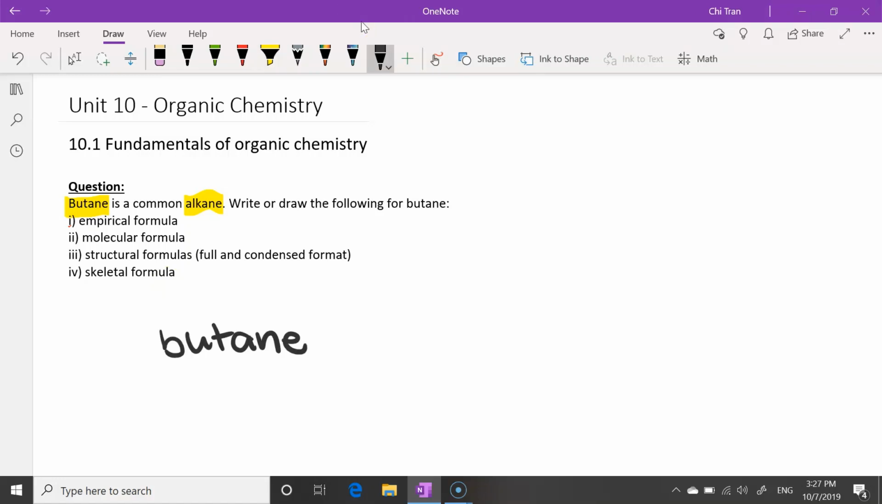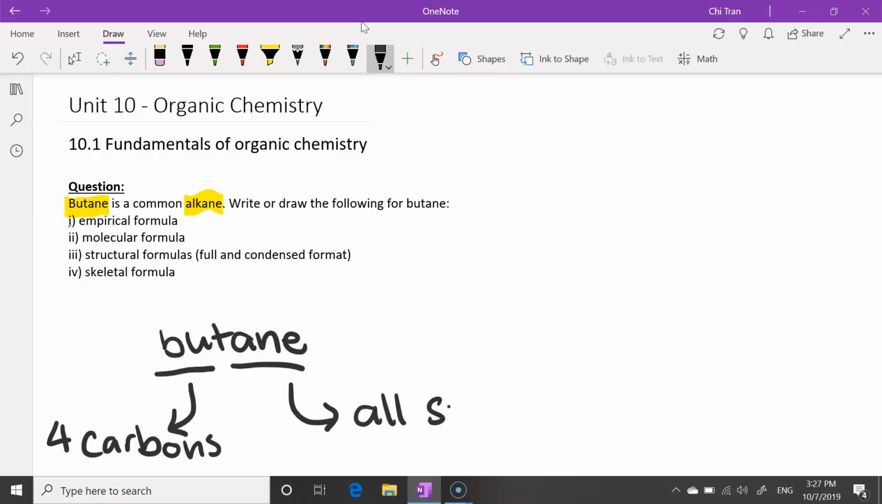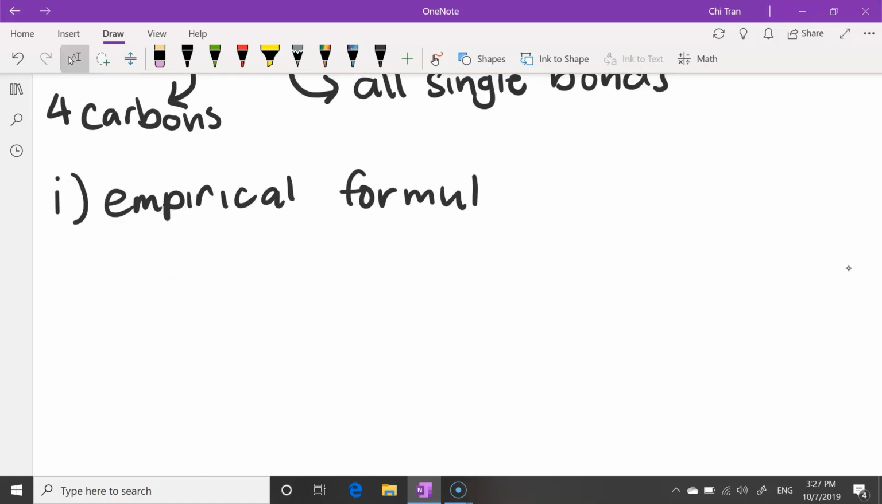So the name butane, from the word "but", tells us that there are 4 carbons. And from the suffix "ane", it tells us that it is an alkane, which is also mentioned in the question, and means that they are all single bonds. First, we have the empirical formula, and it is shown in the simplest ratio.